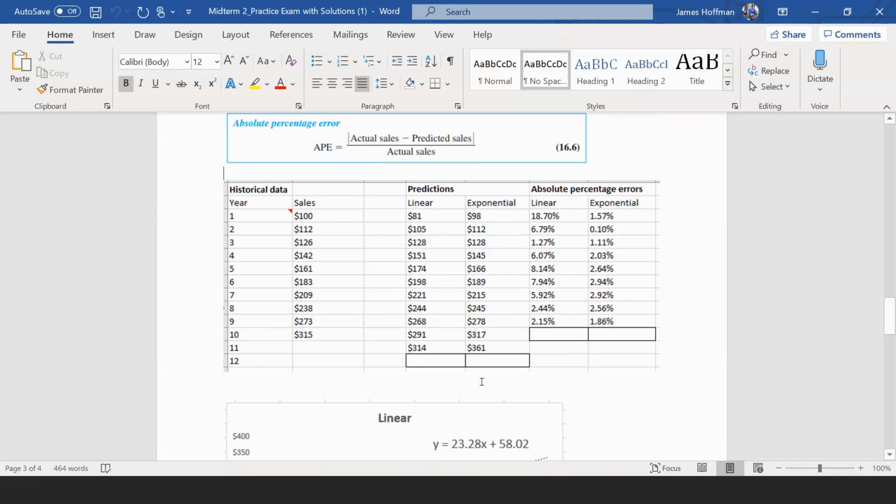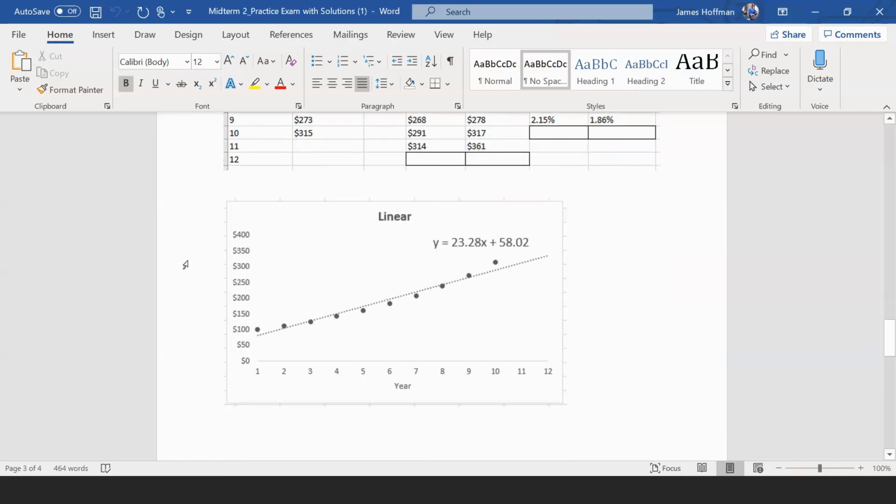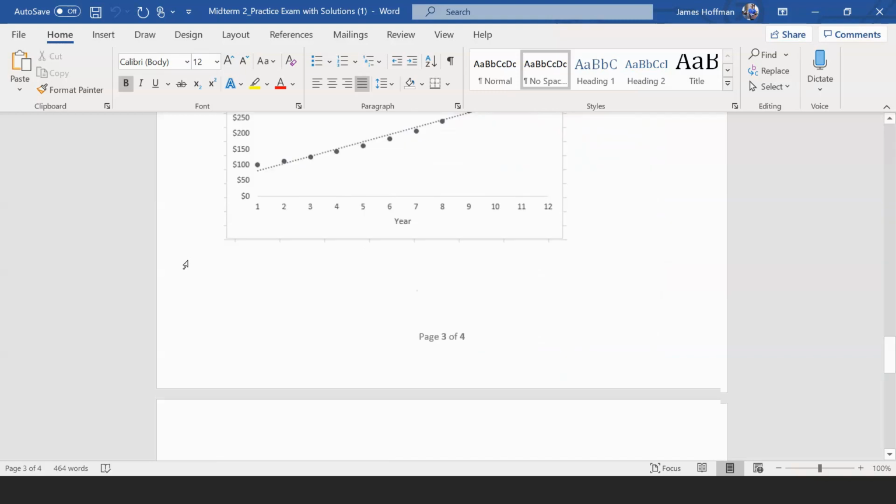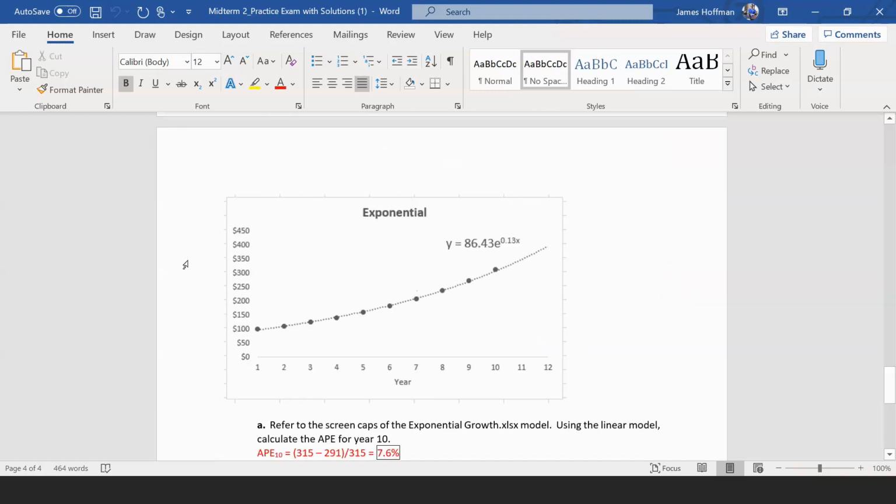Okay, here are most of the predictions for the linear and the exponential, and then here are most of the absolute percentage errors. So I kind of made it so you see the empty boxes are what you're going to calculate. Alright, and there's a screen cap of the linear trend line with the associated equation that you're going to need. And there's a screen cap of the exponential trend line with the equation that you'll need to calculate that.